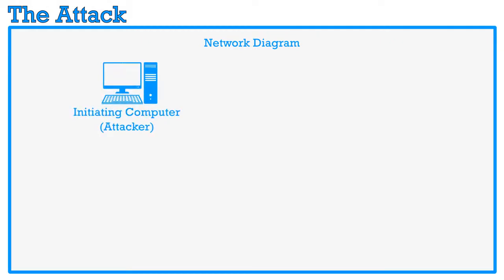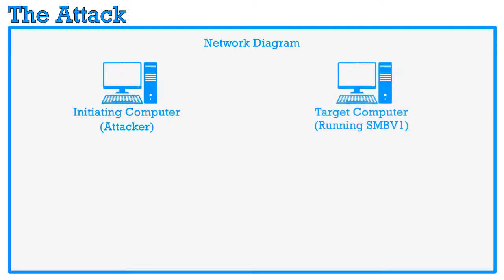We are now going to take a look at how the attack aspect of this exploit works. In order for us to get a better understanding of the attack, it is important to look at a diagram of the network. The original diagram would include an initiating computer, which would be an attacker, as well as a target computer. In order for the attack to be viable, the target computer must be running the server message block version 1 system. Assuming our target is using the server message block version 1 system, our network would now look like this. The only connection that is required is from the initiating computer to the target computer.